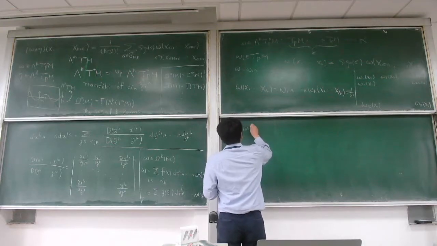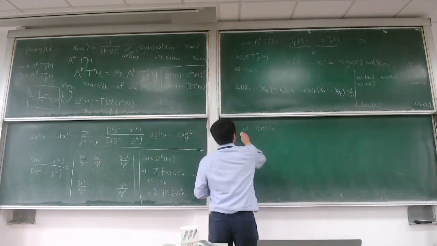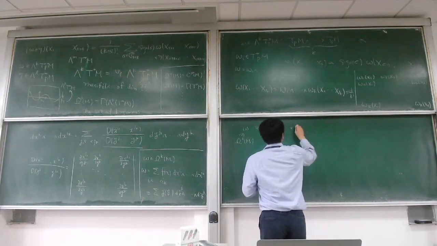So omega is an element of, a k-form. It is just a map from k copies of vector fields.